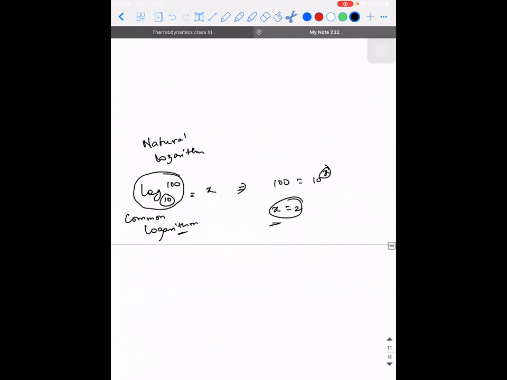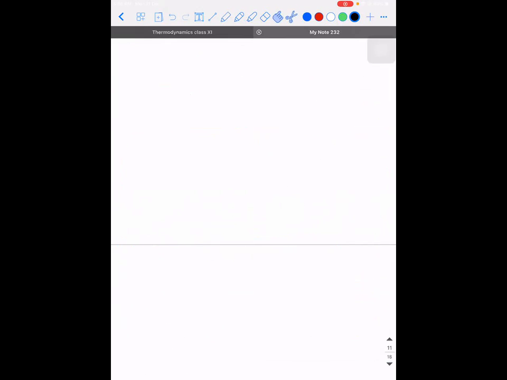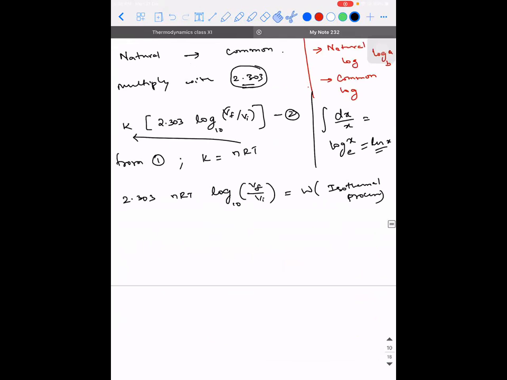If you open your chemistry textbook and see there, they would have given this formula, and this is how it is derived: 2.303 into nRT into log of Vf by Vi base 10. We can do it with natural log also, sir. Yes, you can leave it like this also. You can write it as nRT into log of Vf by Vi base e also. They both mean the same.